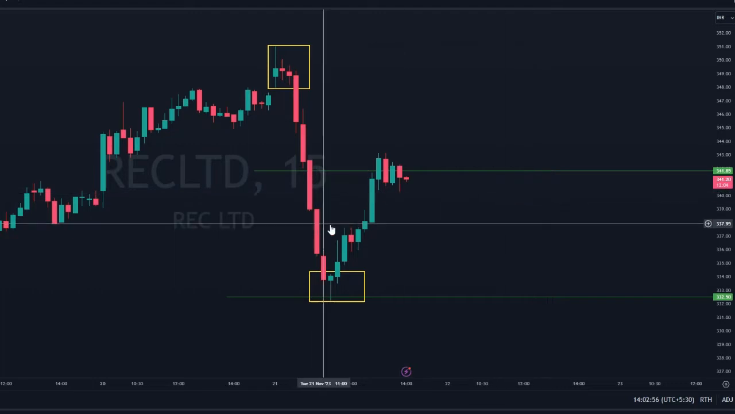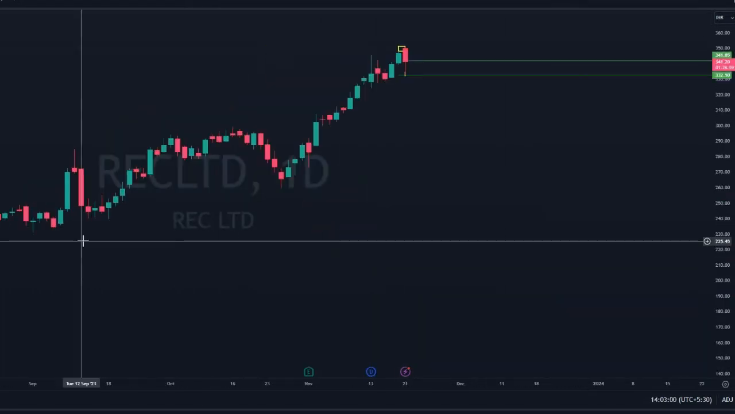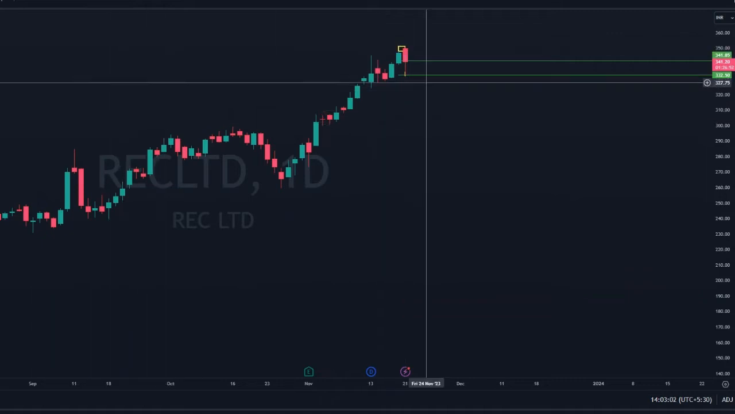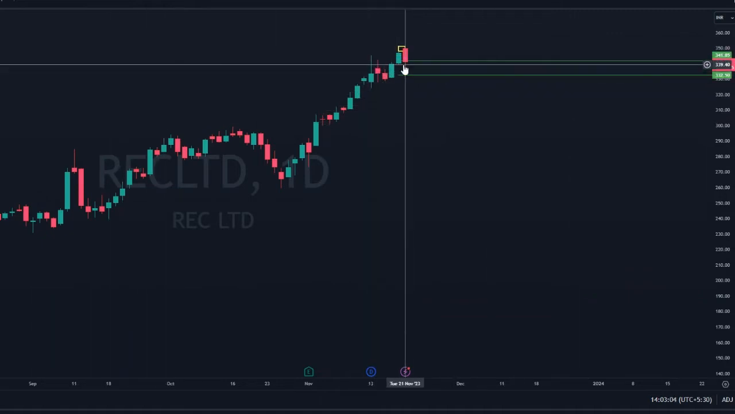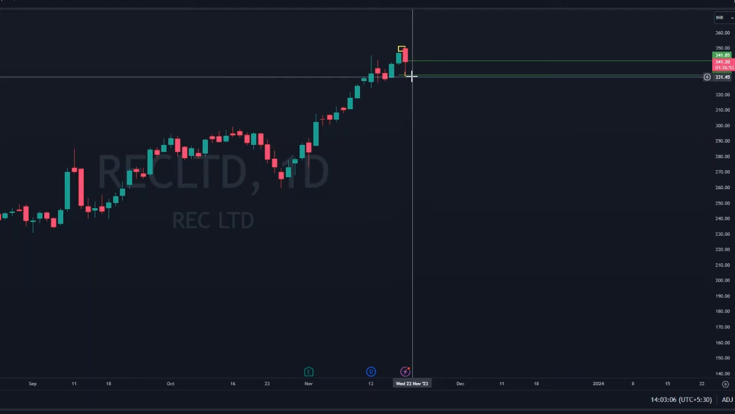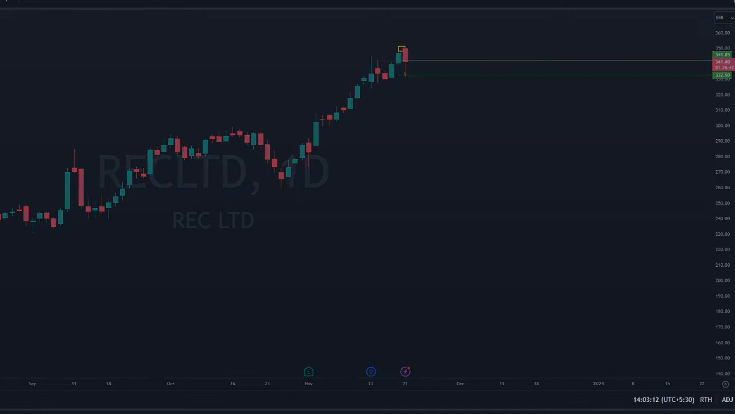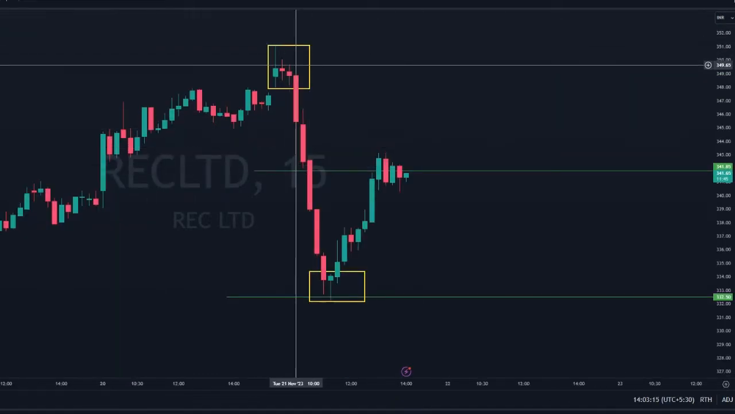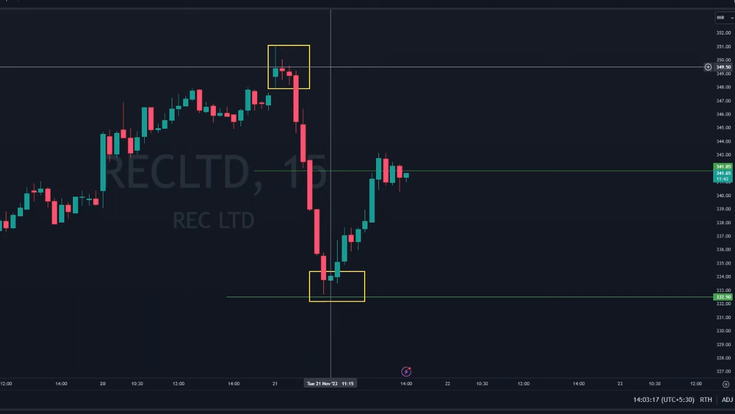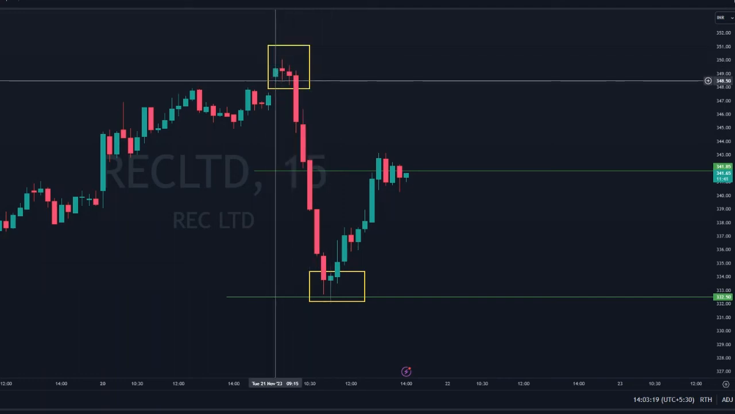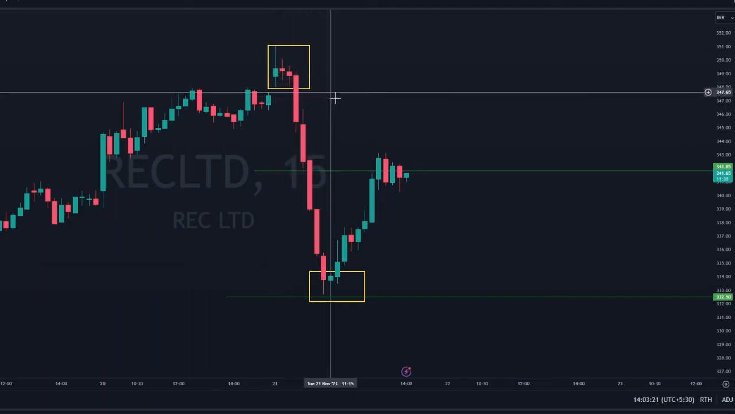So as we know, REC Limited has been on a very good uptrend for quite some days now, and today morning it gave a dip. Since the overall trend is bullish, I didn't want to short it. Although there was a very good short opportunity here, but that's after the fact.